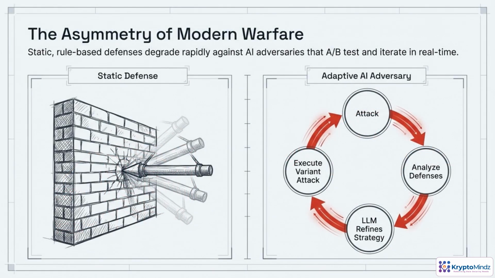Traditional identity defenses work like a fixed wall. Rules are written once, then slowly updated. An AI adversary behaves more like a fast feedback loop. It launches an attack, observes what failed, then uses models to analyze defenses, generate variants, and immediately try again. Every login rule, KYC check, or fraud threshold becomes training data for the attacker. This asymmetry is why static, rule-only controls steadily lose ground in an AI-saturated environment.